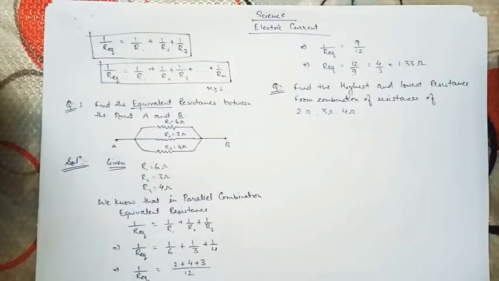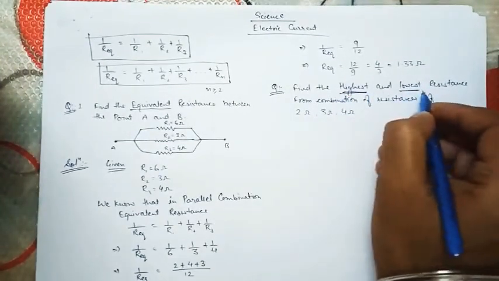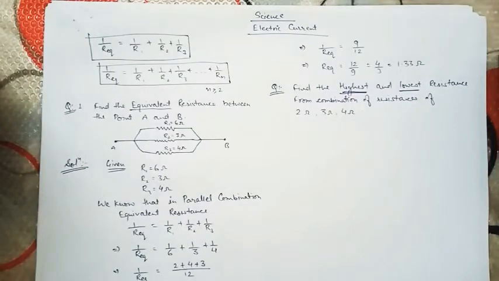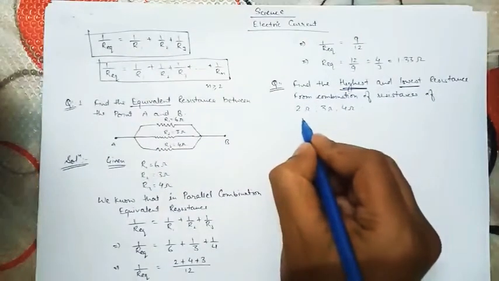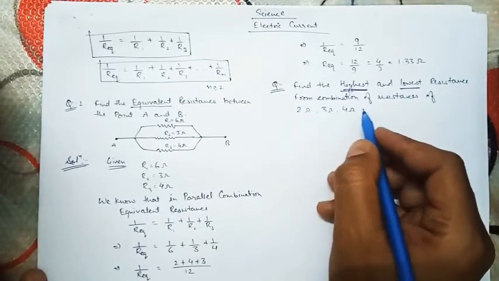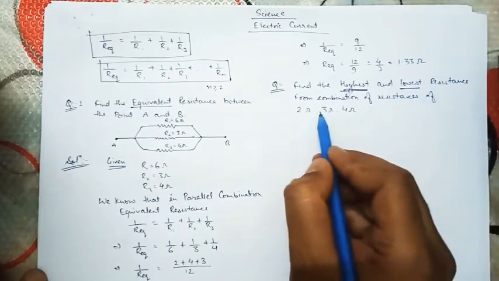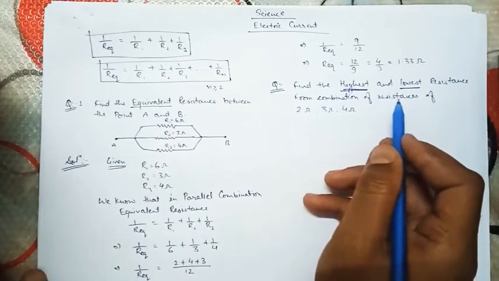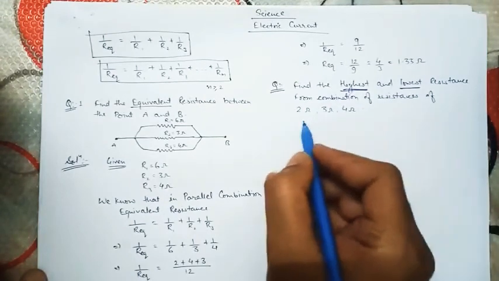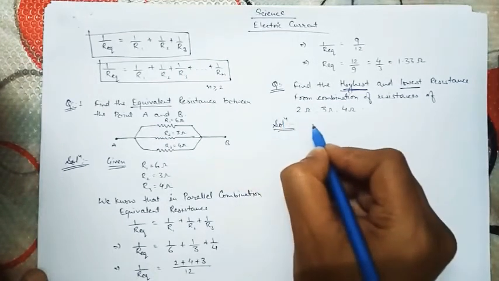In this question it is given to find the highest and the lowest resistance. Find the highest and lowest resistance from a combination of resistances of 2 ohm, 3 ohm and 4 ohm. What is given? There are three resistances, that is 2 ohm, 3 ohm and 4 ohm. We calculate the highest and lowest resistance that can be made from the combination of resistances. Okay, now we solve the question. First we calculate the highest resistance.